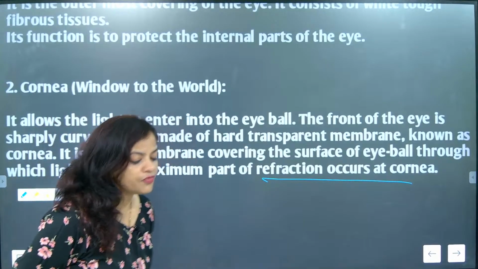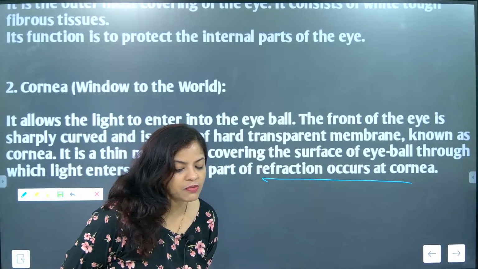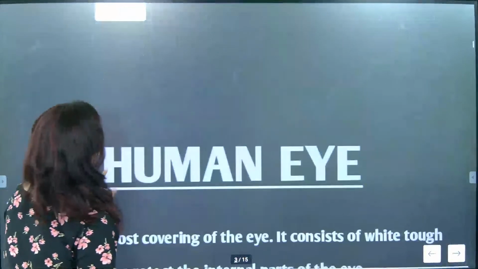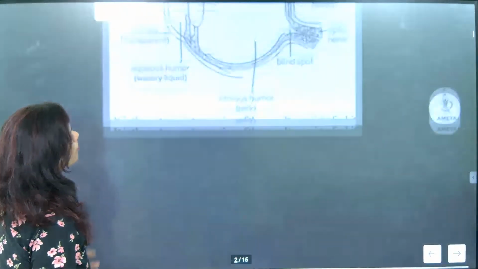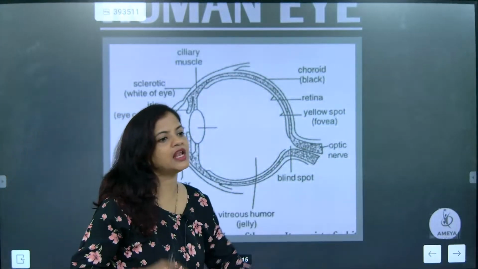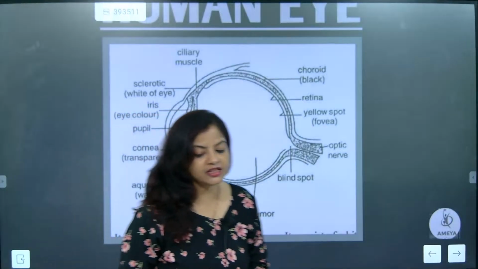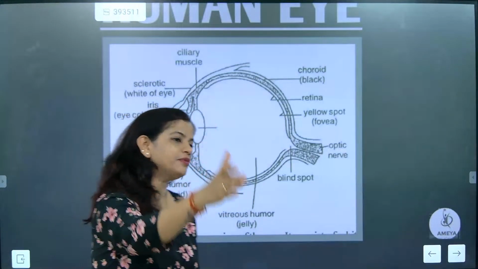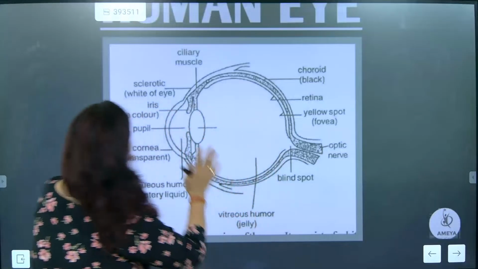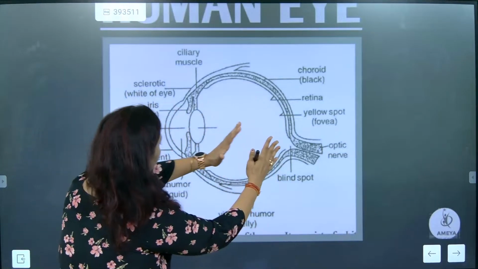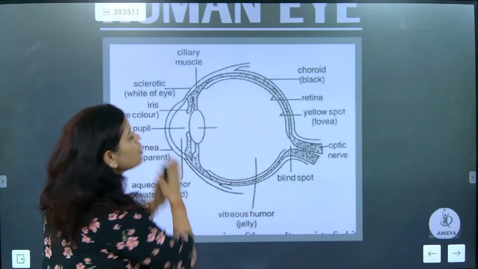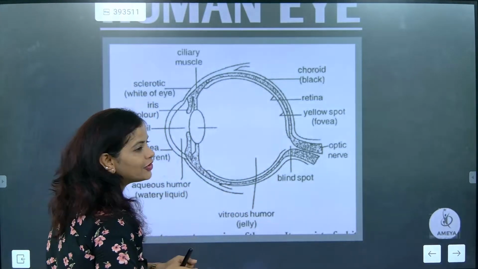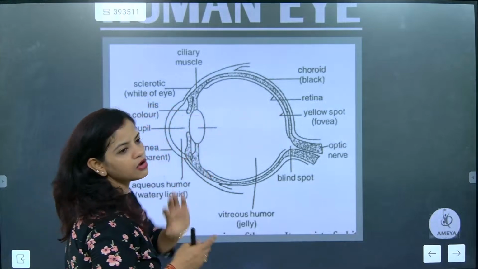Okay. So now the first important thing: maximum part of the refraction occurs here. So we know now what exactly refraction is. Refraction is the light entering from one medium to another medium. So if light has to enter from one medium to another medium, through which will it be entering? Cornea. It is a tough membrane, understood? It allows light to get converged and the light can enter through the cornea.